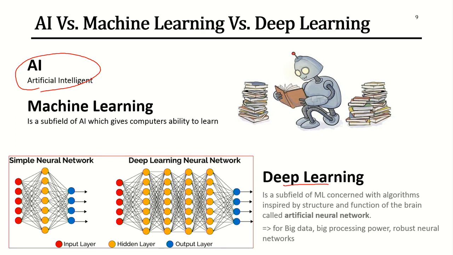Deep learning is a subfield of machine learning, which is concerned with algorithms inspired by the structure and function of the brain, called artificial neural networks, or ANN. Deep learning is mostly used for big data, big processing power, and neural networks. There are two categories: simple neural networks and deep learning neural networks.